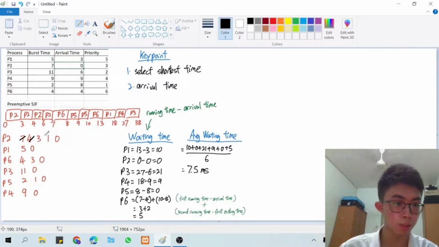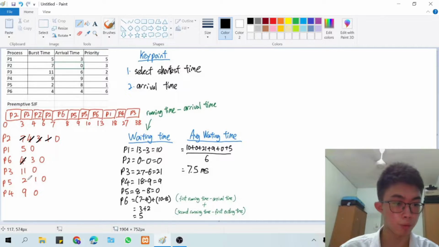P2 is still running to the 6 millisecond. Then P3 is coming in with the burst time of 11 millisecond. Then P2 is running all of its burst time until 7 millisecond. Then we choose another process with the shortest burst time, which is P6 with the burst time of 4 millisecond. Then P6 is run until 8 millisecond.